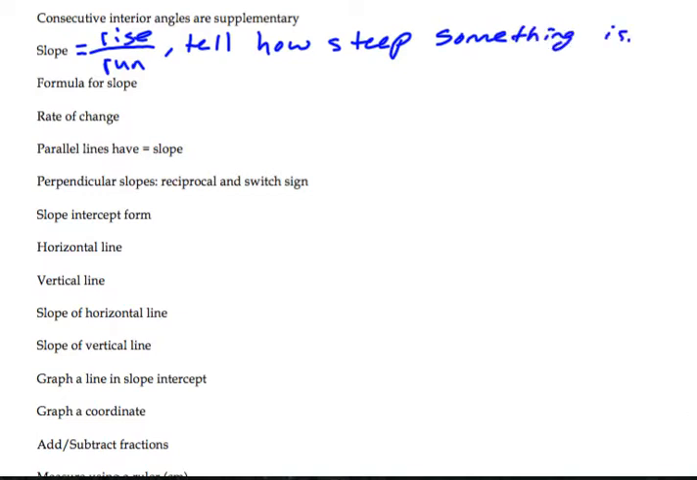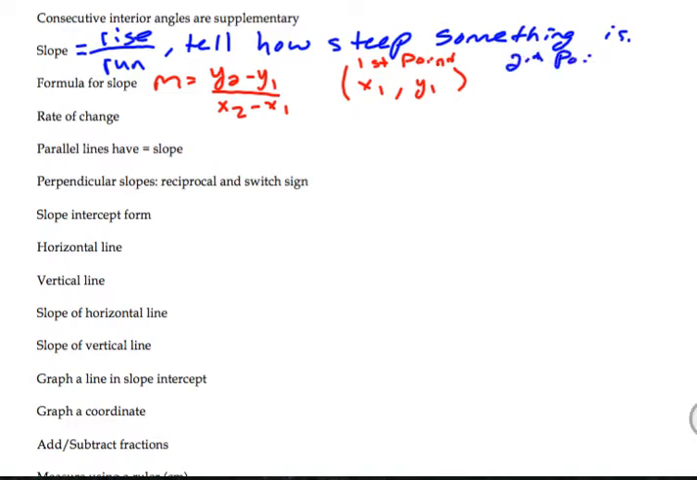Now, the formula for slope is always going to be m equals y2 minus y1 over x2 minus x1. It doesn't really matter, but think of this as your first point, because your first point is going to become your x1, y1. We just give them the 1s because that's your first point. Your second point that they give you is going to be your x2 comma y2. Then you have to substitute everything into the equation.